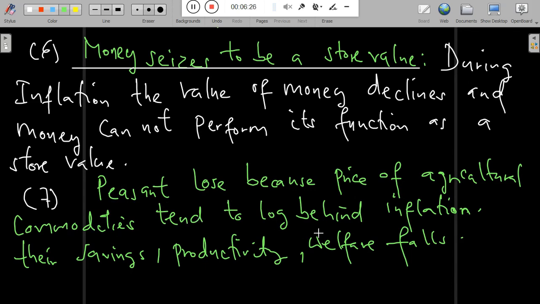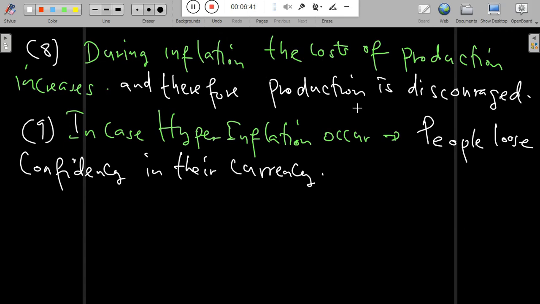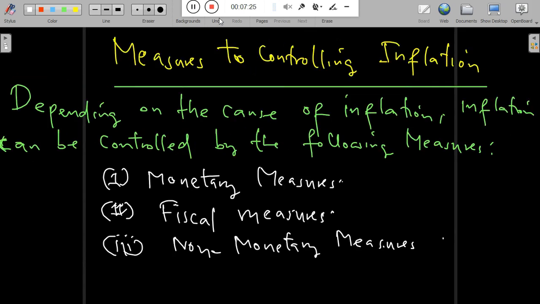Money also ceases to be a store of value. During inflation, the value of money declines and money cannot perform its function as a store of value. During inflation, the cost of production also increases, and therefore production is discouraged. In the case of hyperinflation, people lose confidence in their currency. Peasants are also affected during inflation. When they sell their goods and services, their selling prices, internally and externally, are affected.